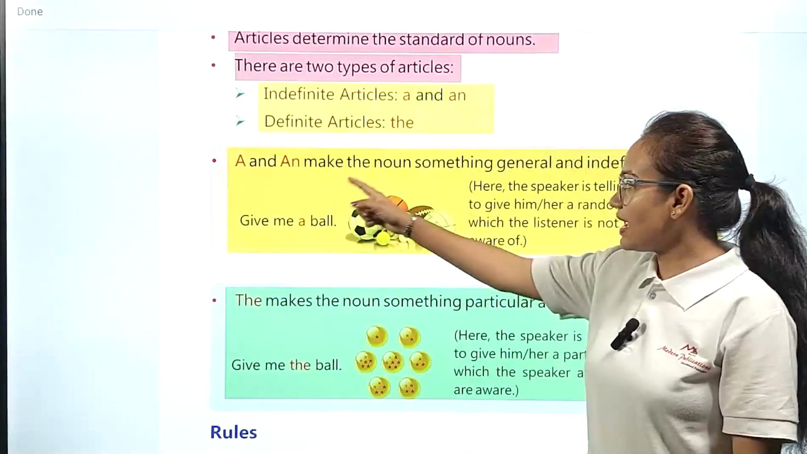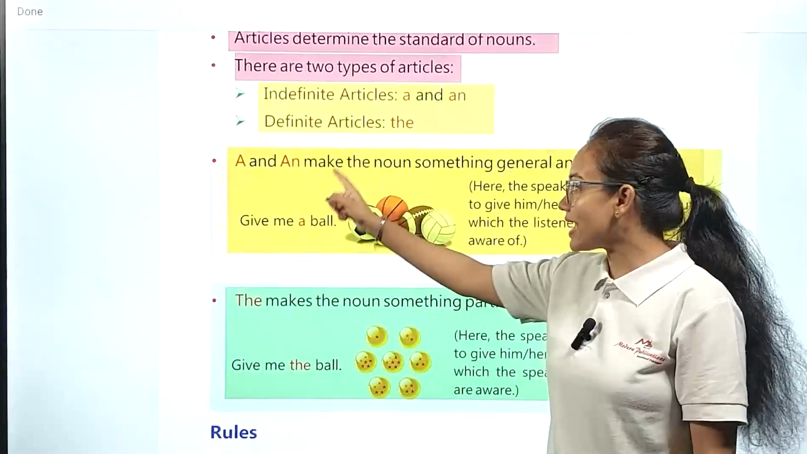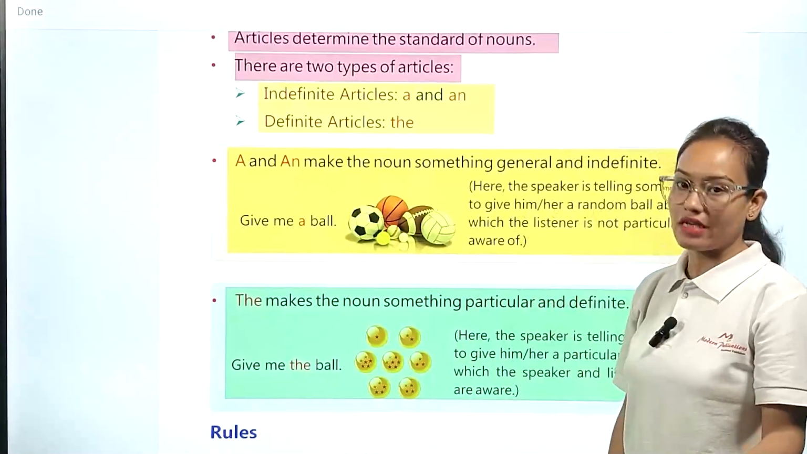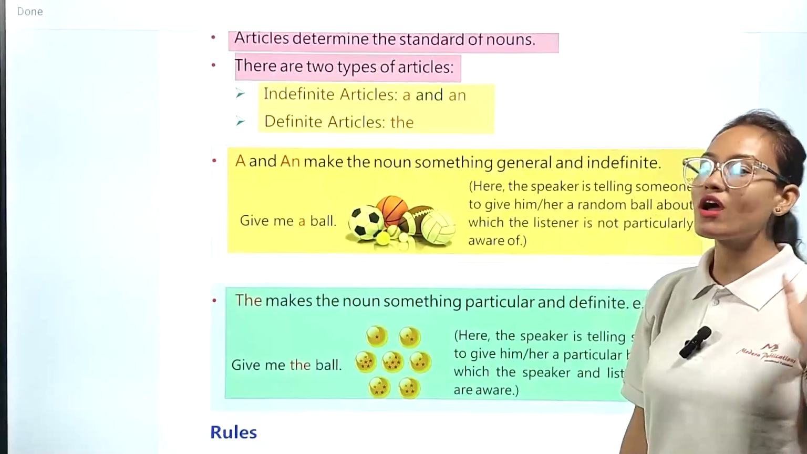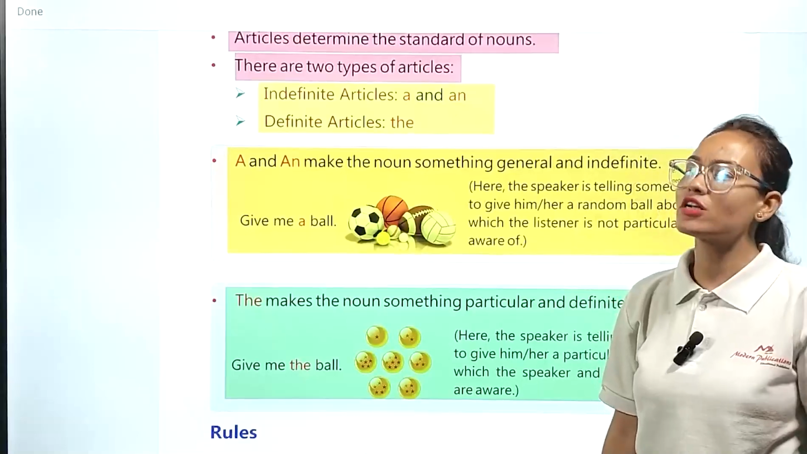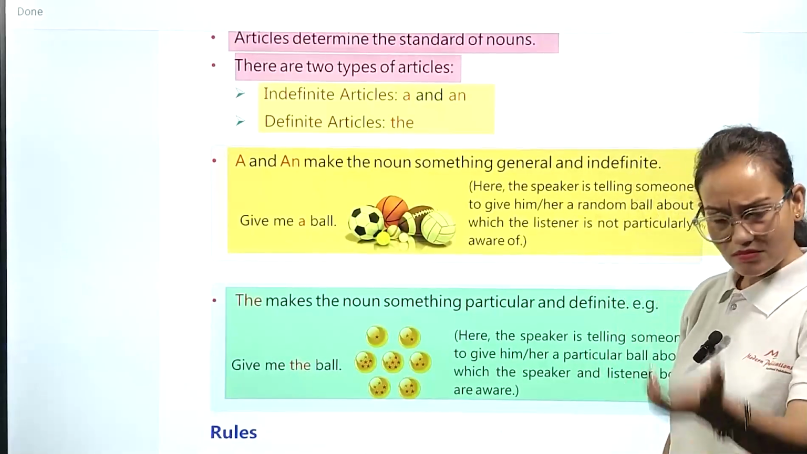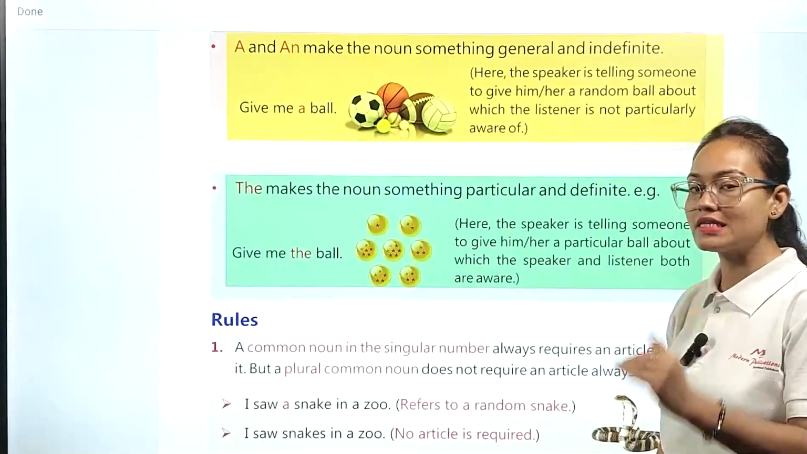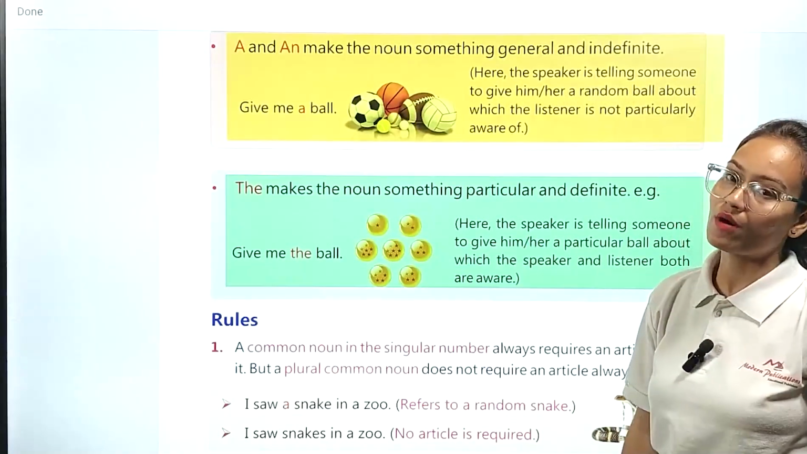Listen, whenever we use a or an, it means we are talking about general things. Here the speaker knows about the thing, but the listener doesn't know anything, or doesn't have much knowledge about the thing. But in the case of a definite article, both listener and speaker know about the thing being spoken of.